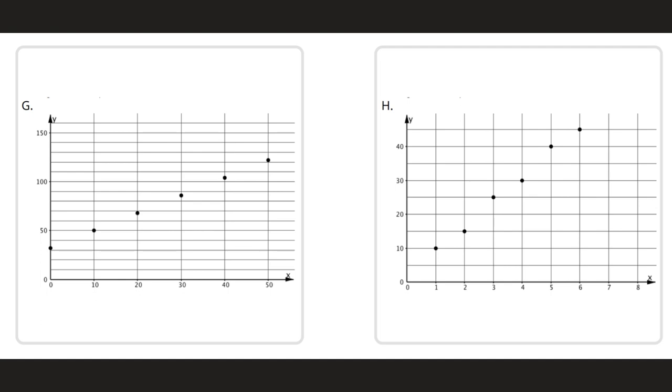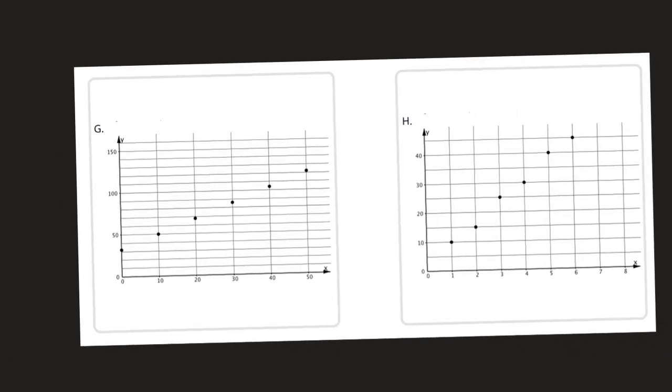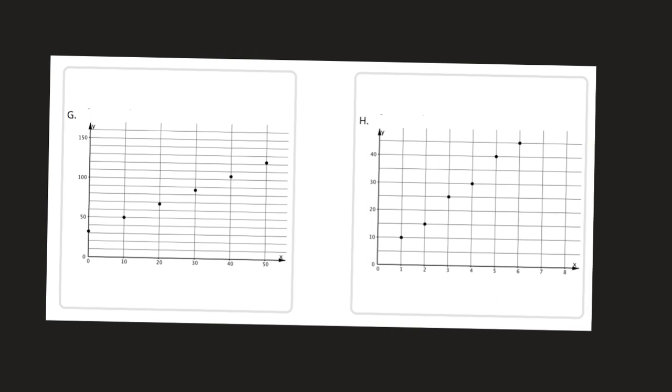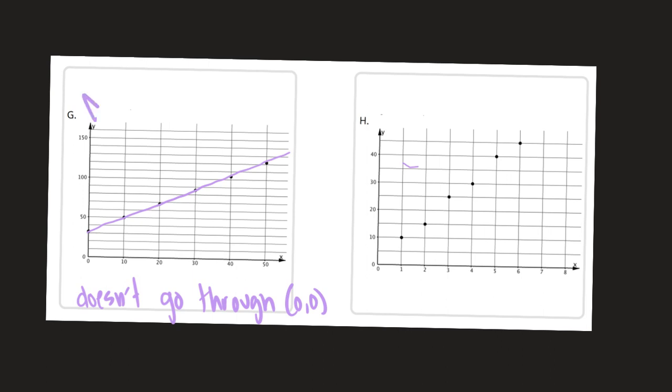Okay, the next couple here. With G, I can draw my straight line. That's not too bad. So if I draw that line, looks like they all connect on a straight line, but it doesn't go through 0, 0. So it doesn't go through 0, 0. So this means it's not proportional.